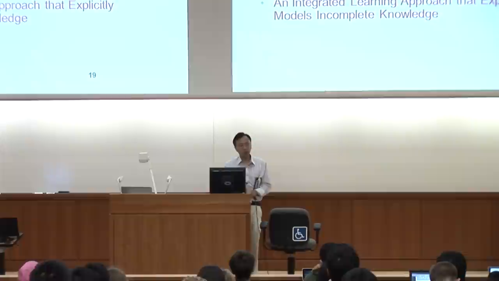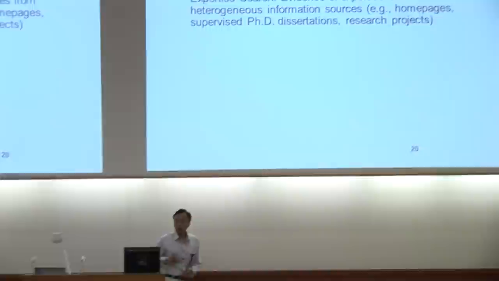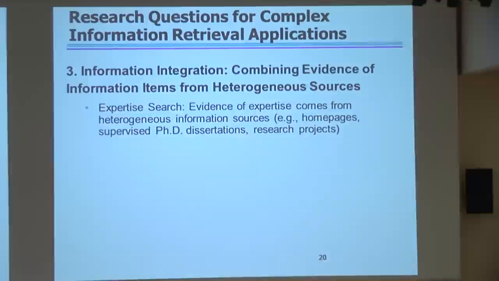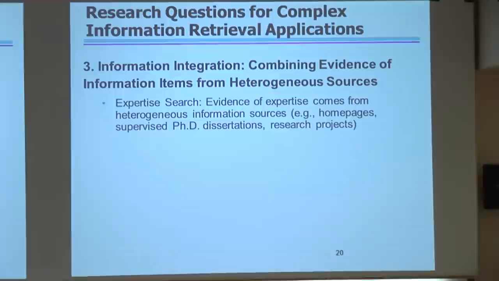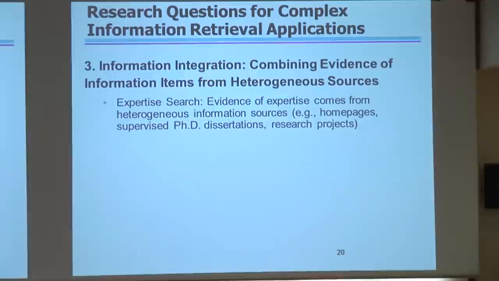And the last one is how to combine the evidence of information atoms from heterogeneous sources. Again, this is related to the example about expert search. We have information for an expert from heterogeneous sources. How can we combine them together in a nice way?